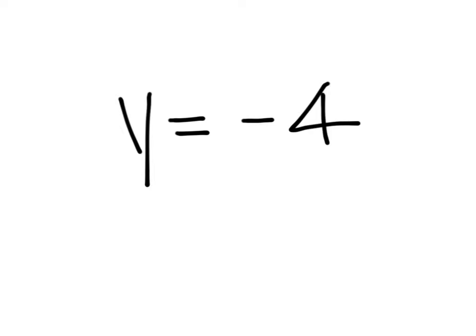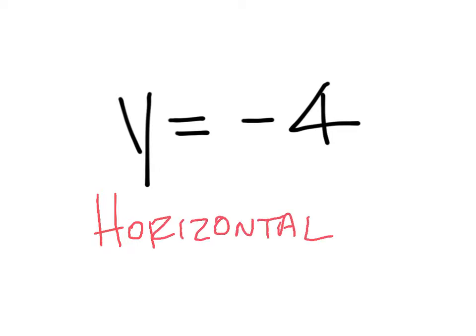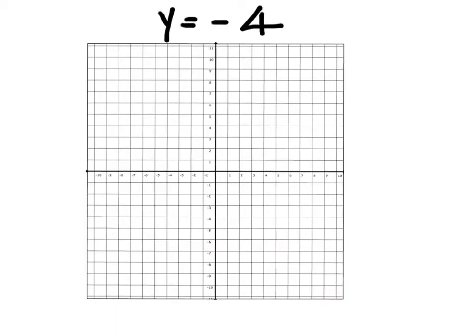Y equals negative 4 is going to be a horizontal line through negative 4 on the y-axis. X is vertical, y is horizontal. Here's y equals negative 4 on the graph. All you need to do is find negative 4 on the y-axis and put a horizontal line through that. And there it is.